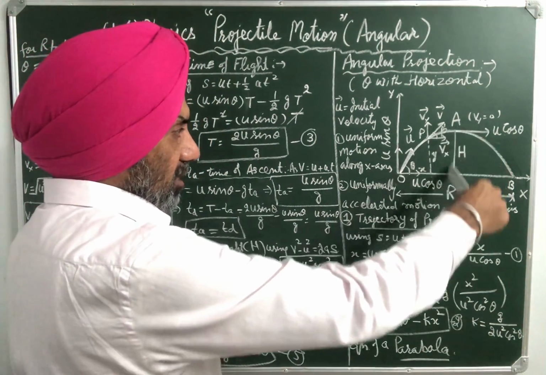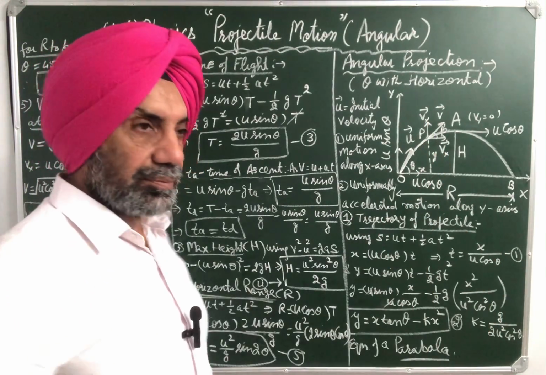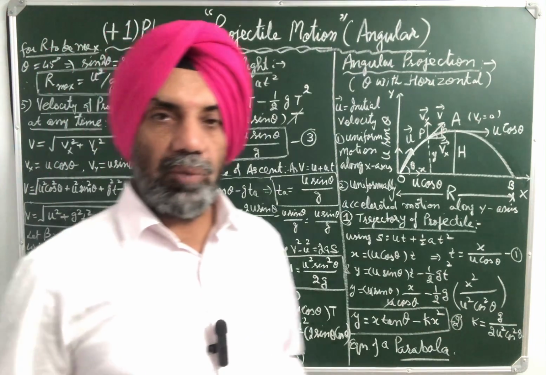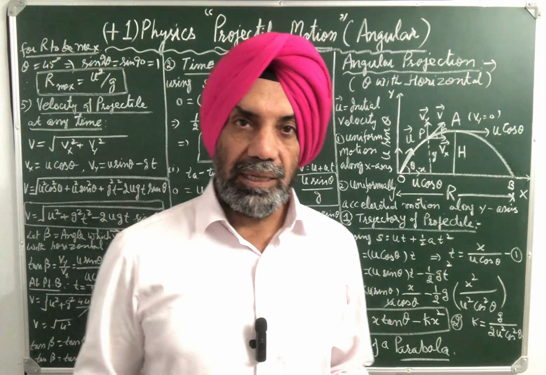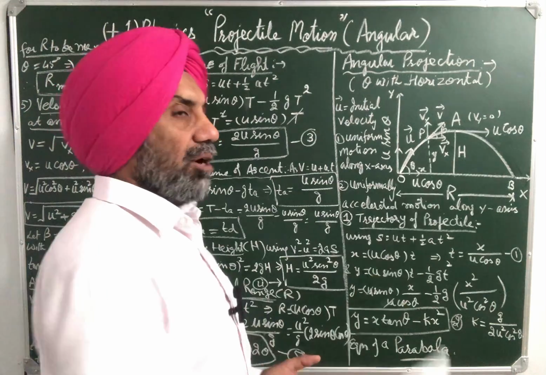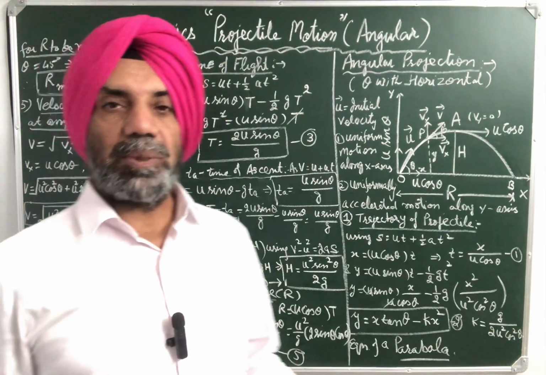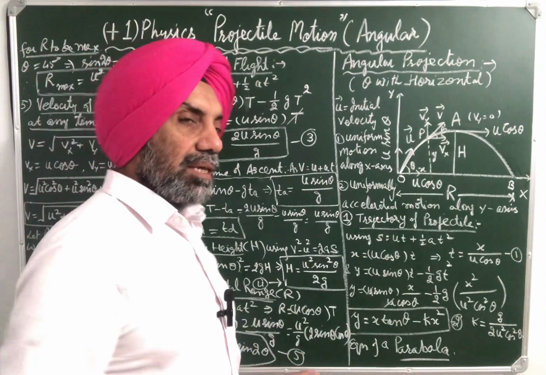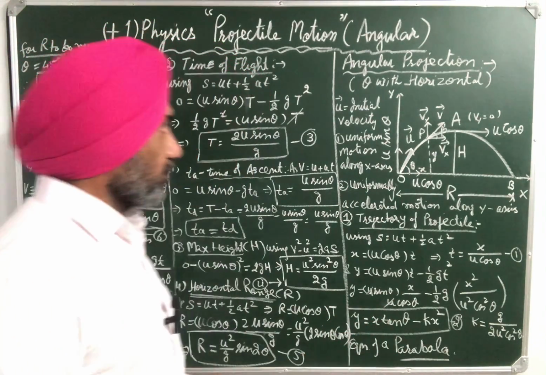So it is symmetrical to this vertical axis, which is parallel to the y-axis. So it means the shape of the path followed by the projectile when it is fired at an angle theta with the horizontal, or the trajectory of the projectile, is a parabola, which is symmetrical to an axis parallel to the y-axis.